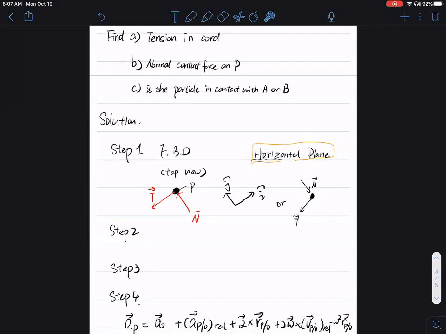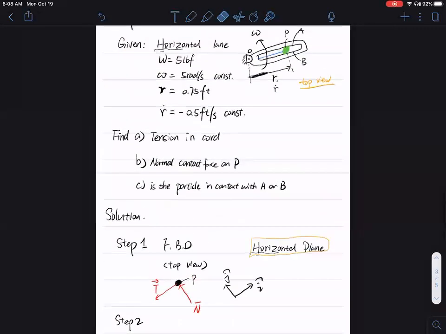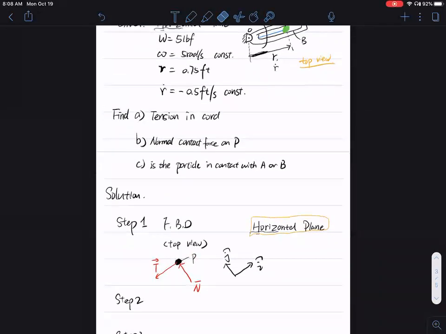So either way, if you draw your normal force going up or going downwards, they're okay. But you have to stick with it, right? Since we have the coordinate system set up, if you draw your normal force going up, that would be in the positive J direction. But if you draw your normal force going down, your normal force is going to be in the negative J direction. But in this problem, we're going to just follow the first one. We're going to assume the normal force comes from surface B. That's why the normal force is going up.